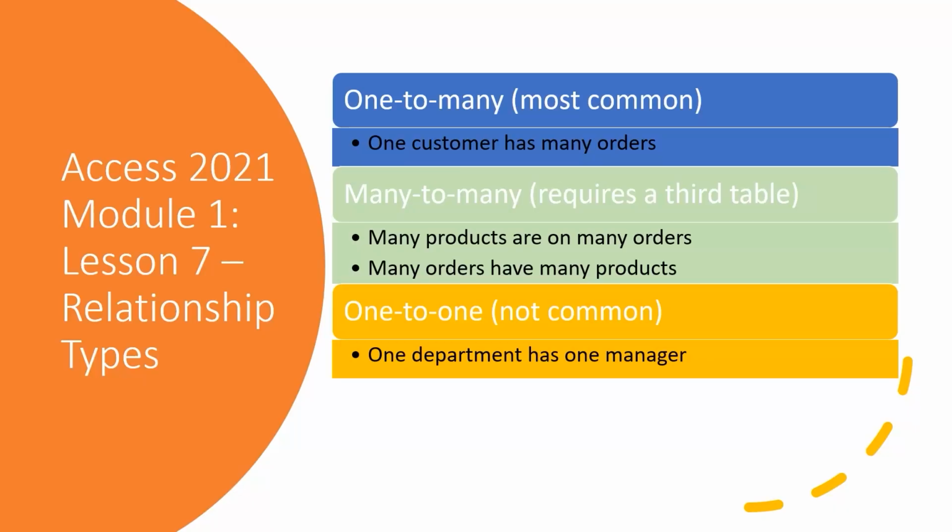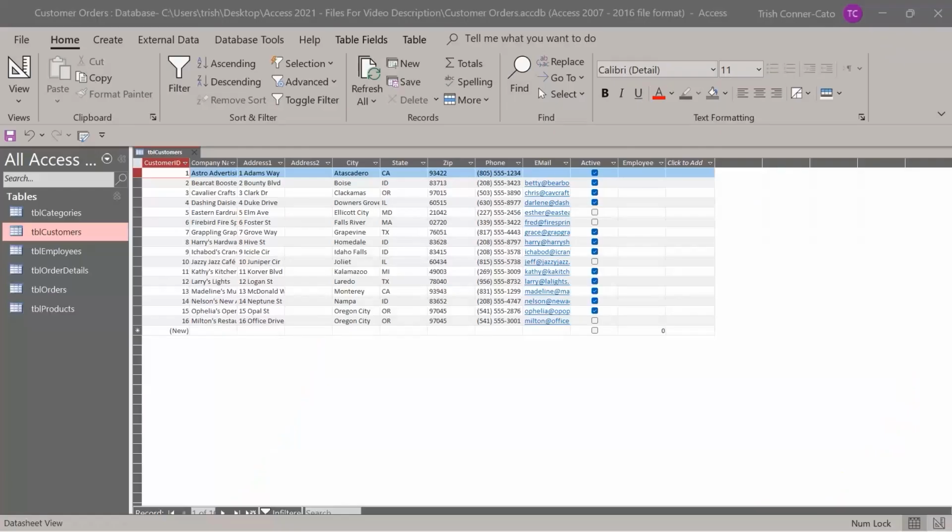And then the one-to-one relationship type is not very common. You would use that like one employee has one orientation, one department has one manager, if that is the case. So you have some examples there of those types of relationships.